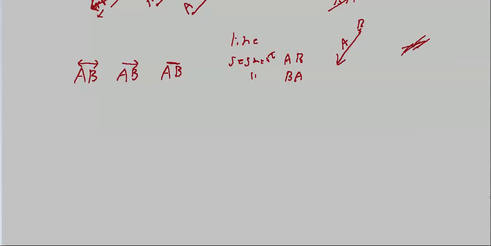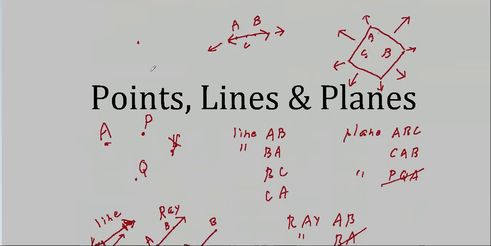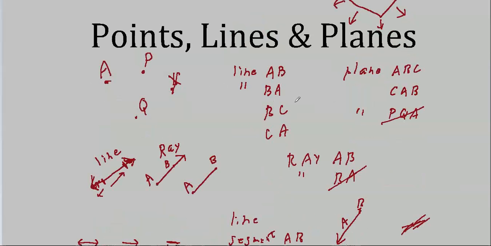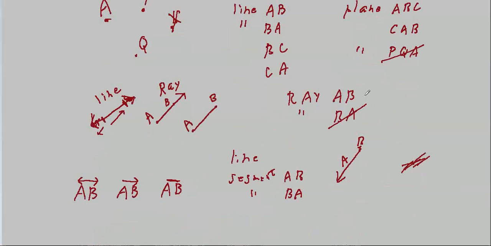So let's take a look at what we've got here. We've got points, lines, and planes, the basic building blocks for geometry. This is how we represent a line, and a point, and a plane. Now, when we label them, we do it this way. Line AB, ray AB, line segment AB, or you could just say segment AB.